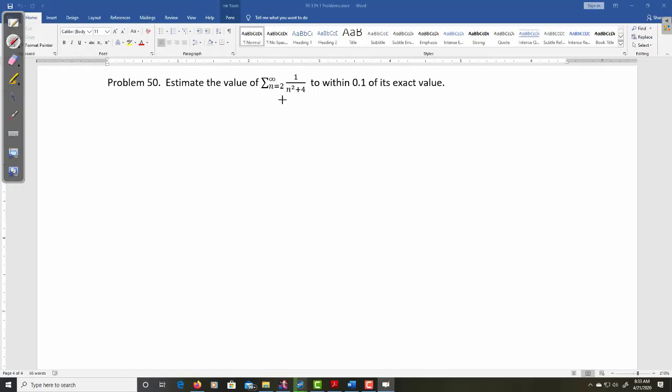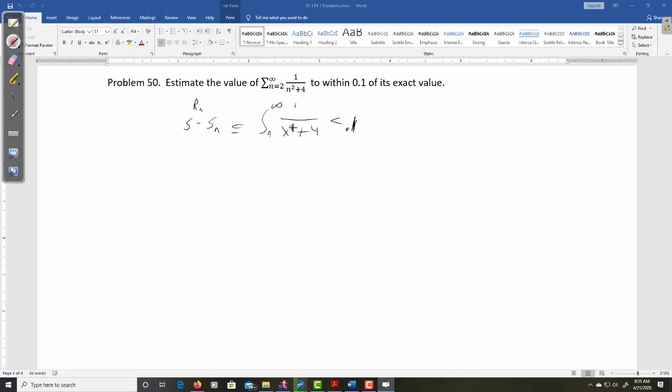In this problem, we do have a continuous decreasing function, so we can use the integral test. It's good because we have to use our estimate. Our estimate says our remainder, r sub n, which is s minus s sub n, is less than or equal to the integral from n to infinity of 1 over x squared plus 4. We want that to be less than 0.1.